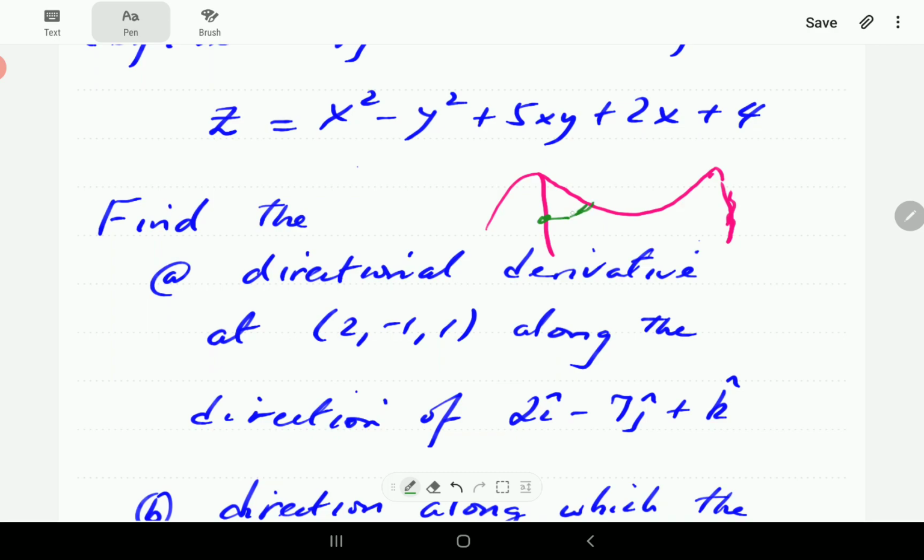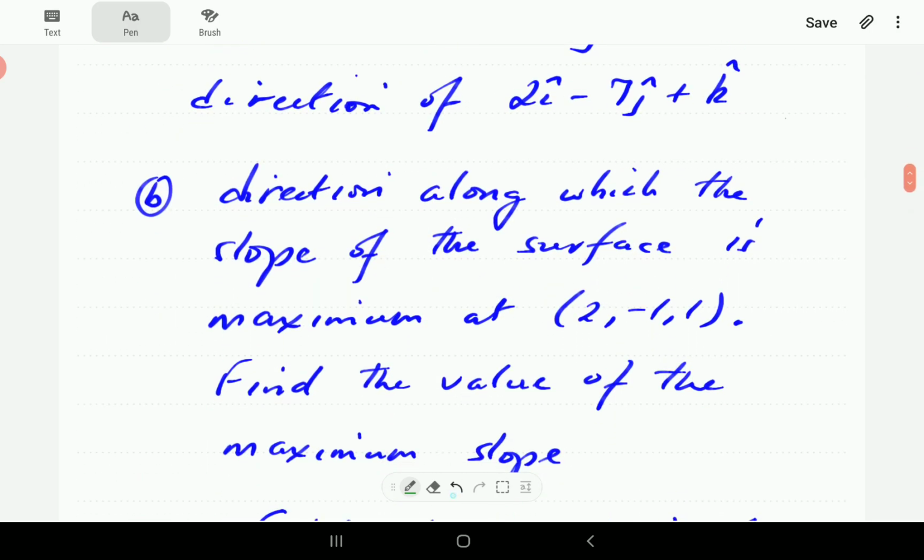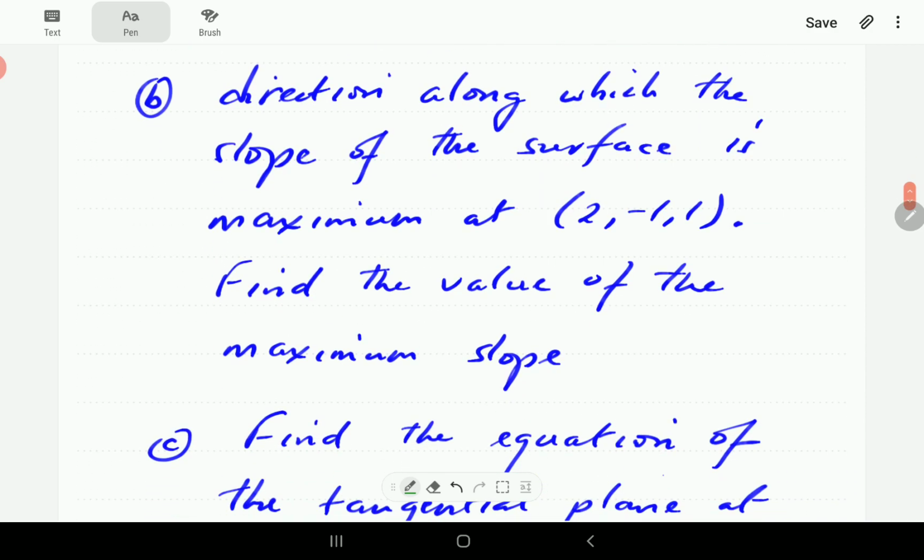the slope is going to be 0. If you're going in that direction, you're going down, so the slope is going to be negative. If you're going in that direction, it's going to be positive, but you expect the slope along this direction to be maximum positive, and along that direction to be maximum negative. So here we want to find the direction along which the slope is maximum at this point, and then find the value of that maximum slope at that point.